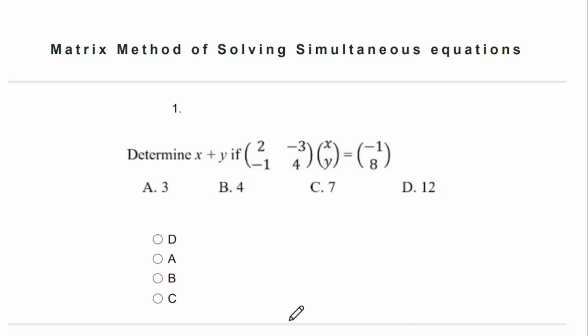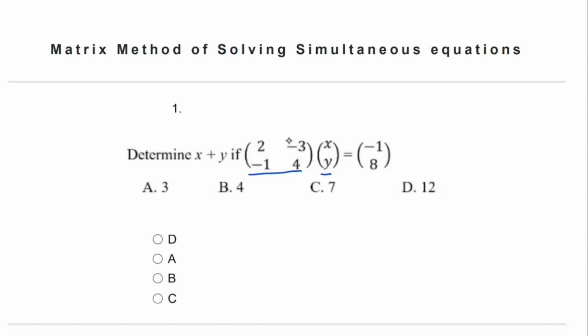So in this class we want to look at corrections to matrix method of solving simultaneous equation. If you look at this question, you notice that this is simultaneous equation. So how do I know that it's simultaneous? If I want to expand this, if you want to solve this, the first matrix here is multiplying the second matrix and the answer is equal to minus 1 over 8.